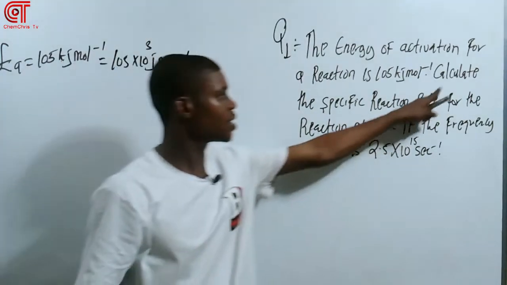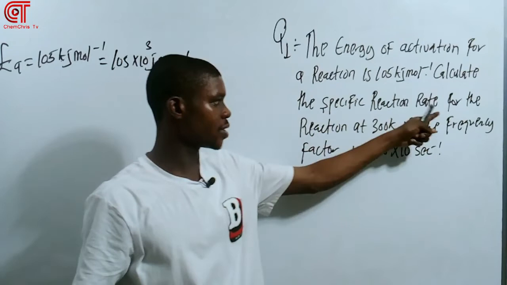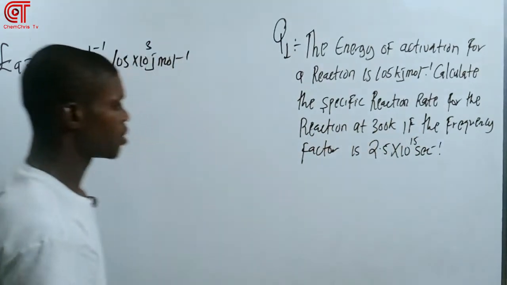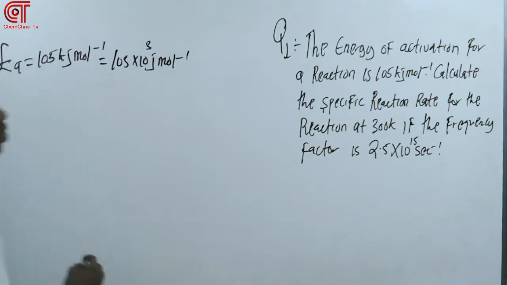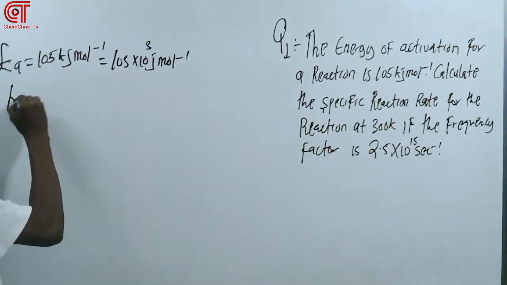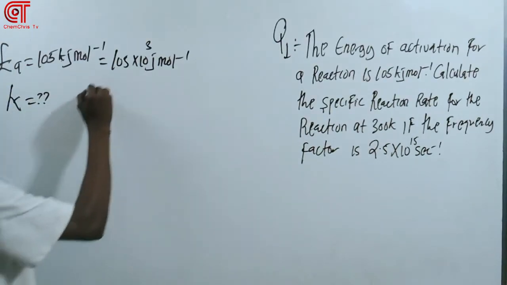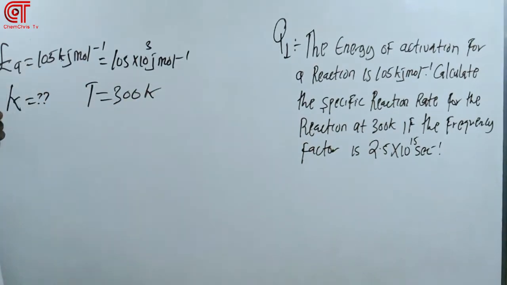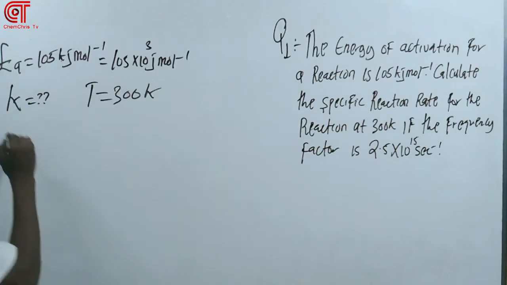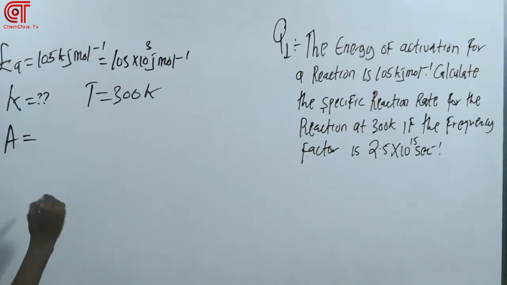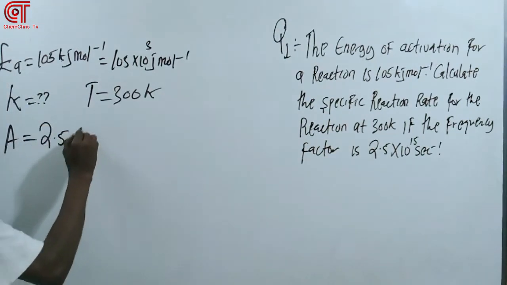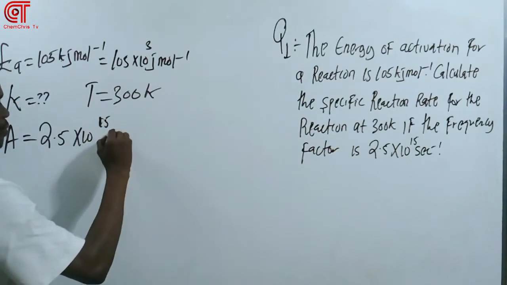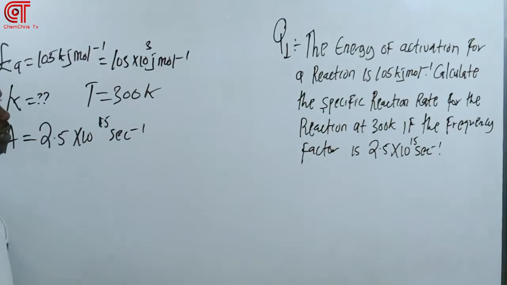Now calculate the specific reaction rate for the reaction at 300 Kelvin. So they're asking us to calculate the K of the reaction. The temperature given to me is 300 Kelvin. Right? Now the frequency factor given to me, A, is 2.5 exponential 15 per second. So these are all the data given to me.